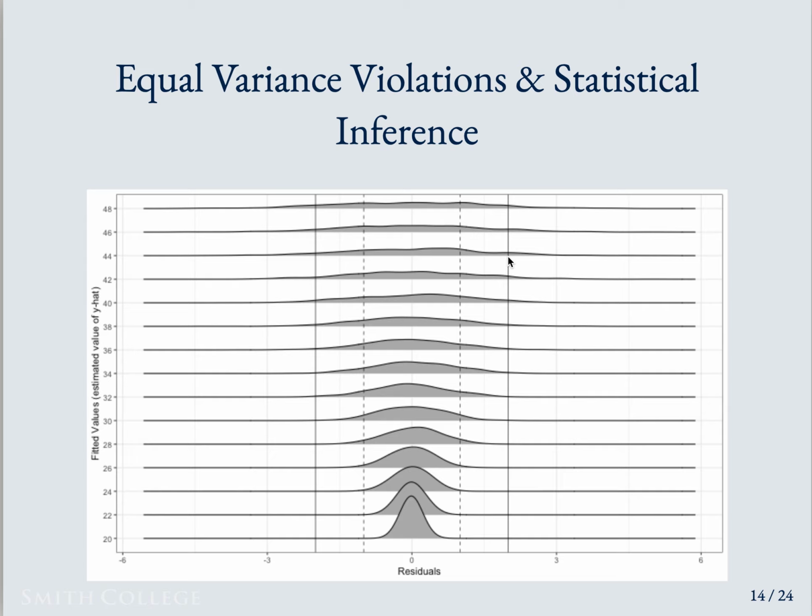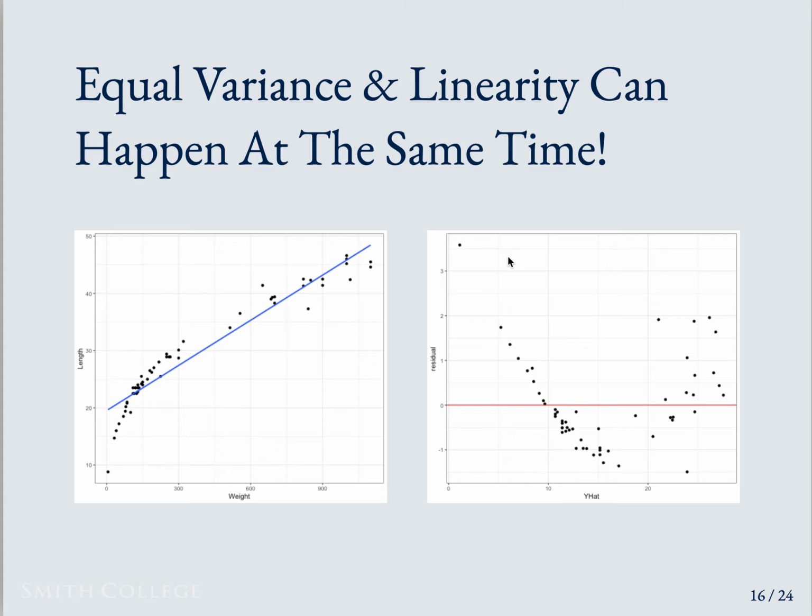So another thing to note here is that equal variance and linearity can both be violated at the same time. So this is an example on the left of a regression model of something that looks pretty curved. It's a little hard to tell since there aren't that many data points. But another piece of it is that there's much more spread in the data at these upper values than there are at the lower values, where they basically just fall in a line, right?